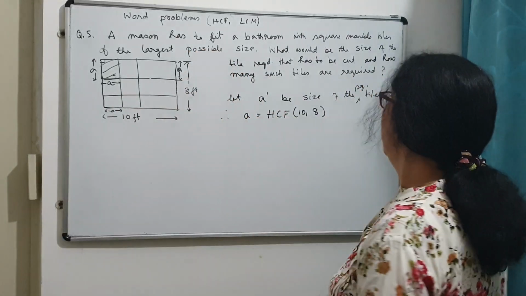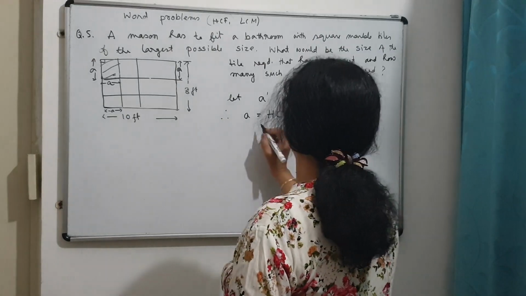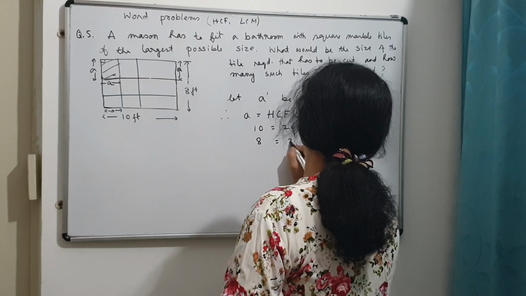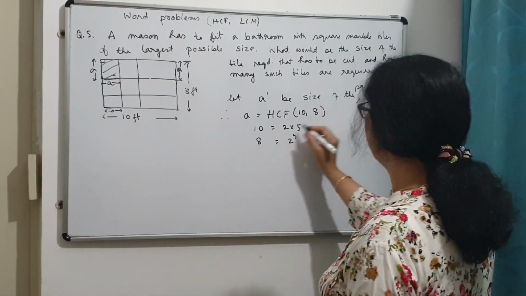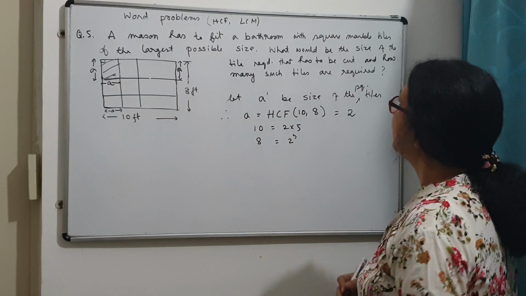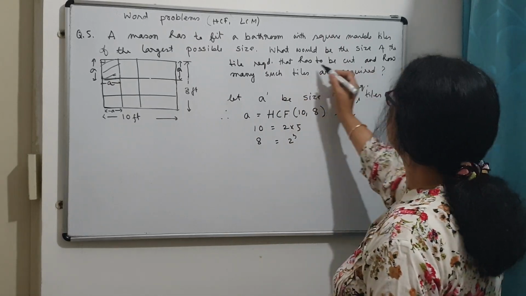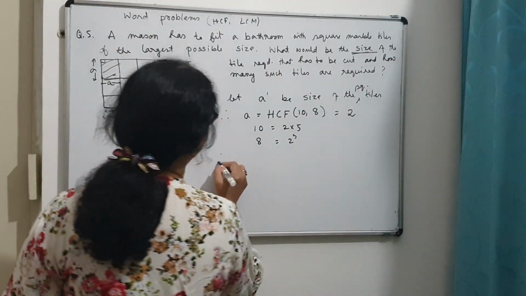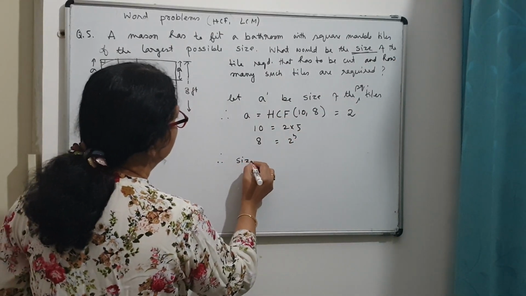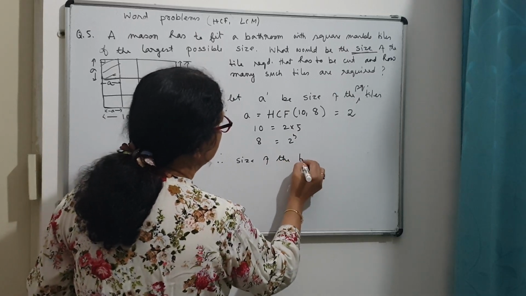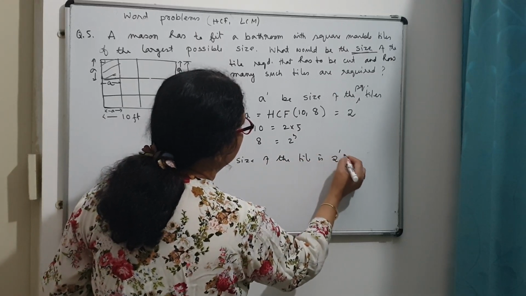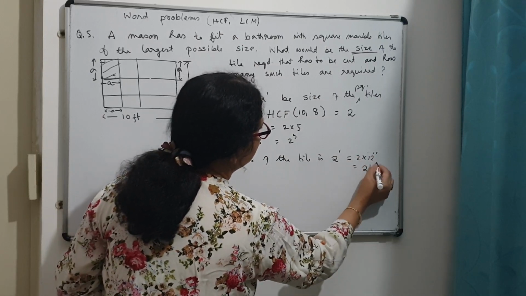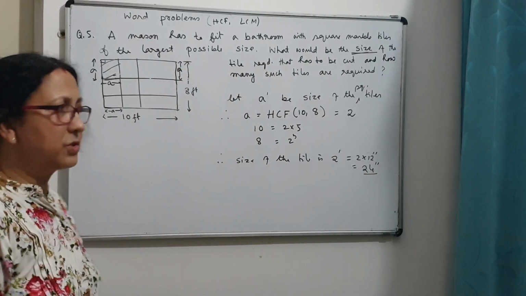That's why, so that we can find out with very small numbers, by prime factorization we can find out, and 8 is equal to 2 cube. So therefore the common factor is 2. So the first part of the question is answered, that is what is the size of the tile. Therefore the size of the tile is 2 feet, which is equal to 2 into 12 inches, that is 24 inches. 24 inch is the size of the square tile.